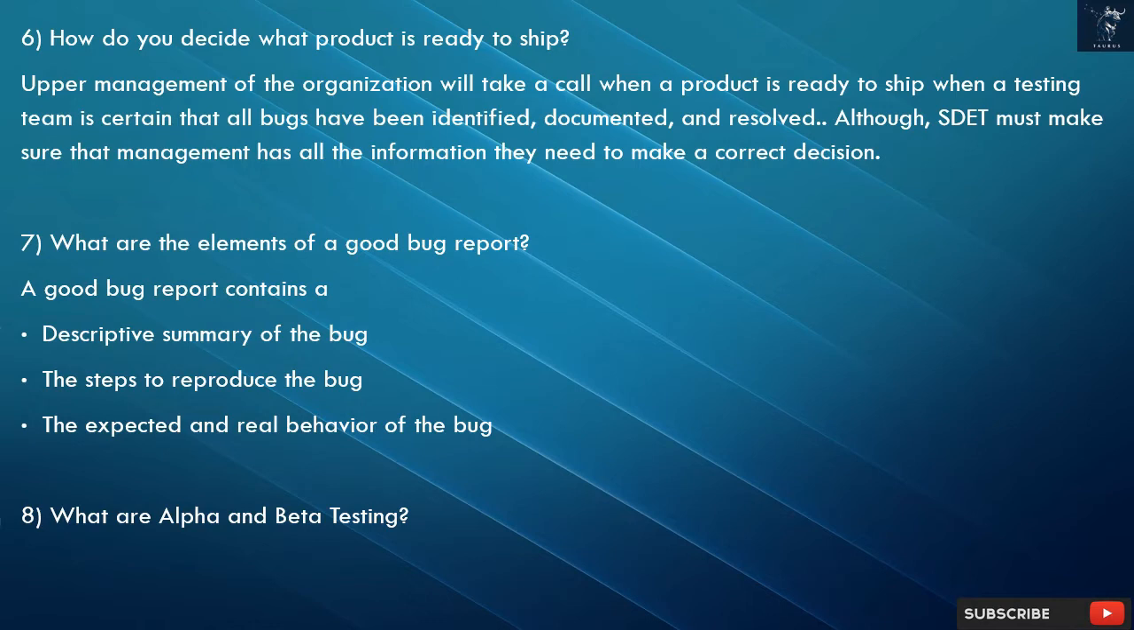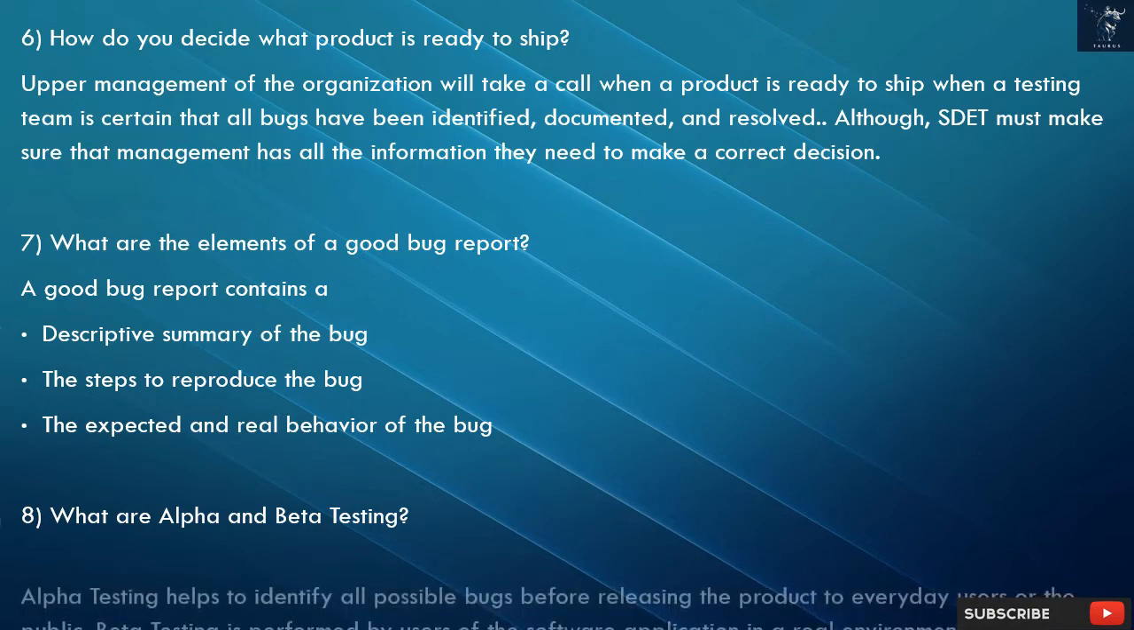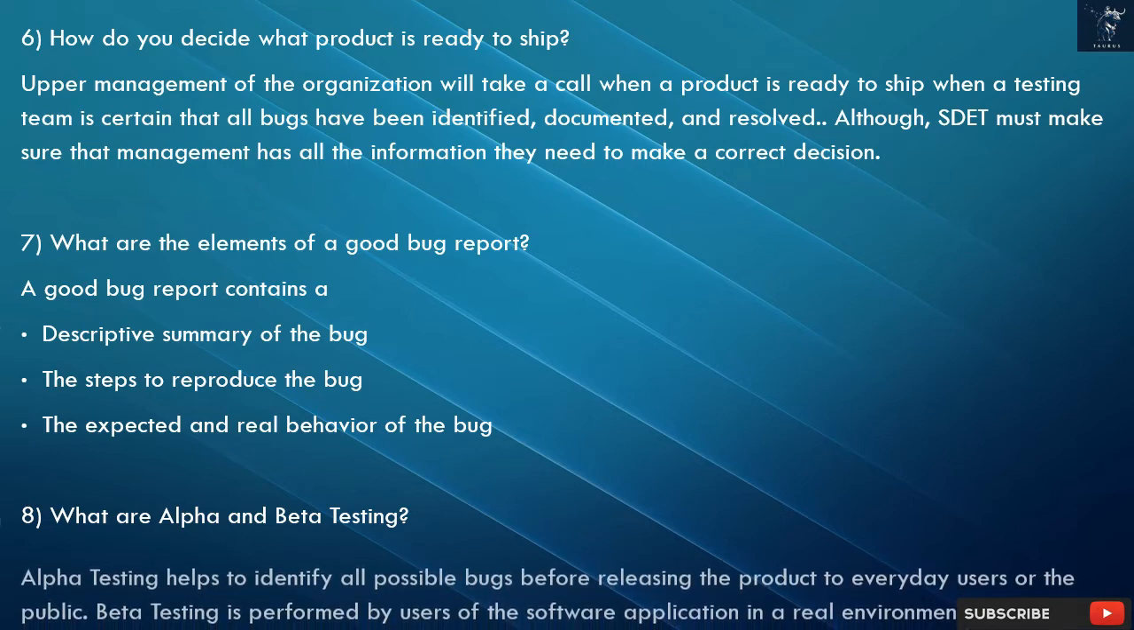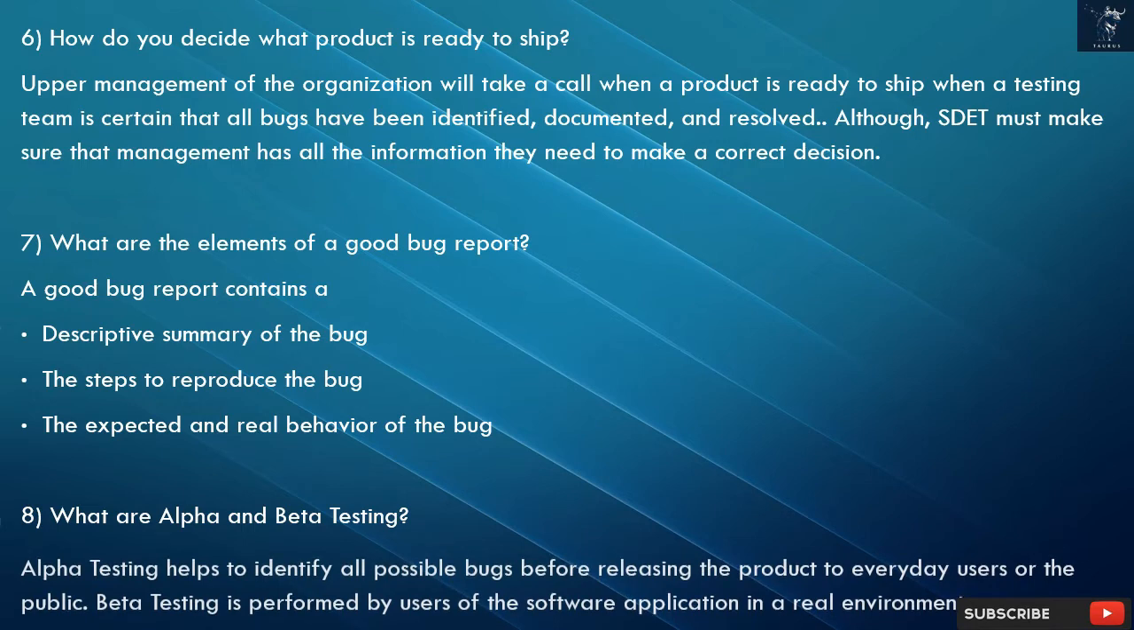8. What are alpha and beta testing? Alpha testing helps to identify all possible bugs before releasing the product to everyday users or the public. Beta testing is performed by users of the software application in a real environment.